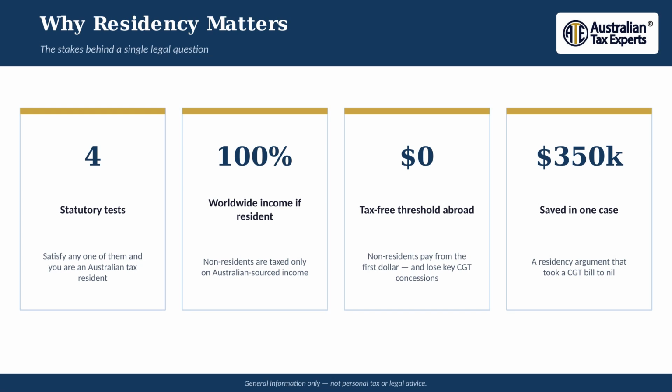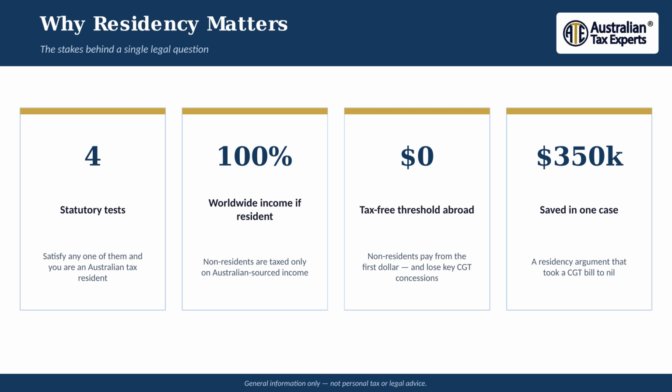4 numbers show what is at stake. 4. The statutory tests for residency. Resides, domicile, the 183-day count, and Commonwealth superannuation. Satisfy any one of them, and you are an Australian tax resident. 100%. The share of your worldwide income that becomes assessable here if you are a resident, wherever it was earned. Non-residents, by contrast, are taxed only on Australian-sourced income.